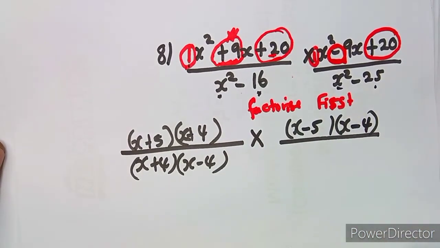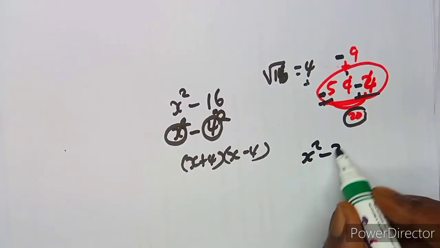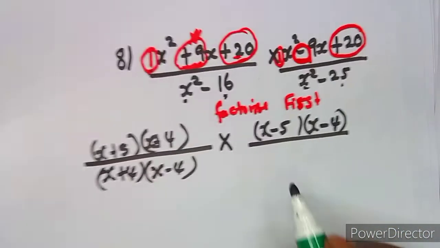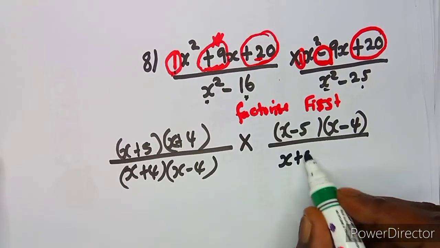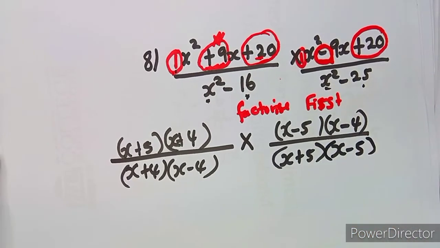X squared minus 25, that's a difference of two squares. That's a difference of two squares again. So the square root of 25, we know that is 5. So we're going to have x plus 5, x minus 5. I hope by now we are used to this difference of two squares, guys. So this is going to be like this. All right.